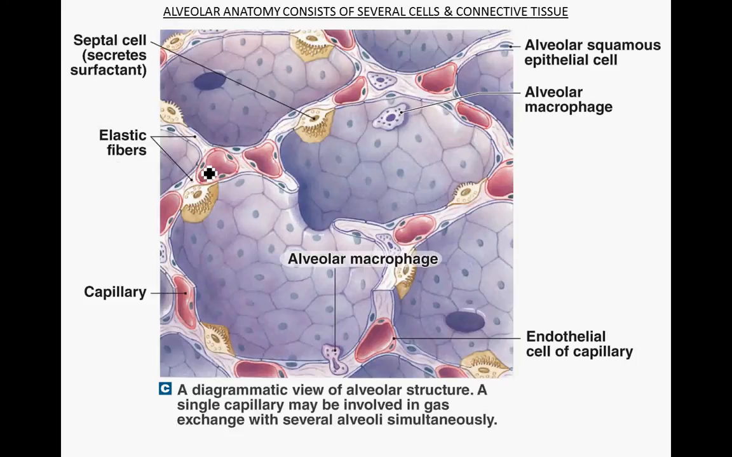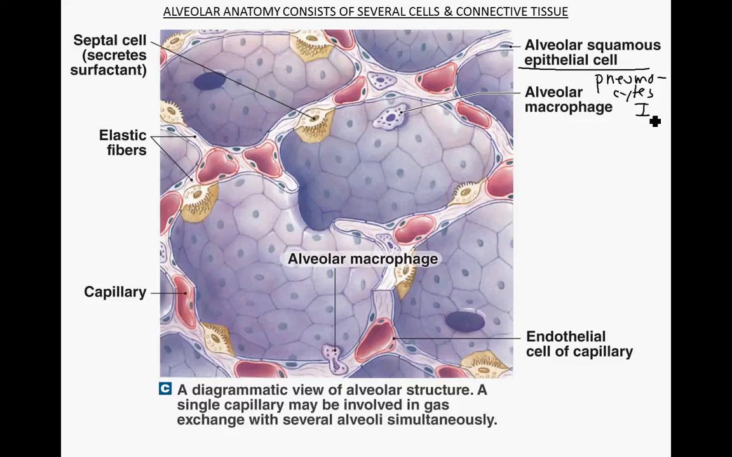So here we are in the alveolar sac area, and now we can actually see the cells that are involved. The cells that are part of this alveolus are these alveolar squamous epithelial cells, and these are the pneumocytes, or lung cells type 1. So just simple squamous epithelial cells. Little nucleus there, flattened out cells.